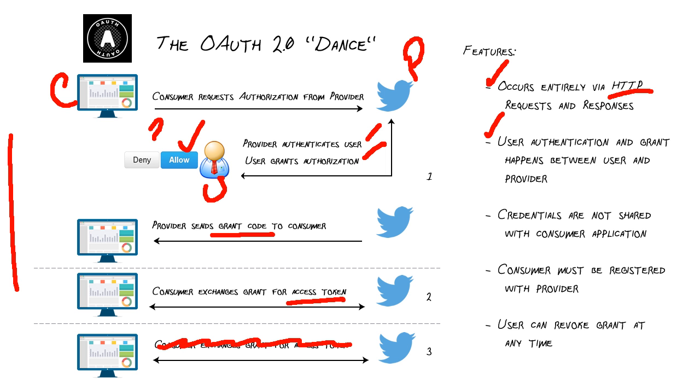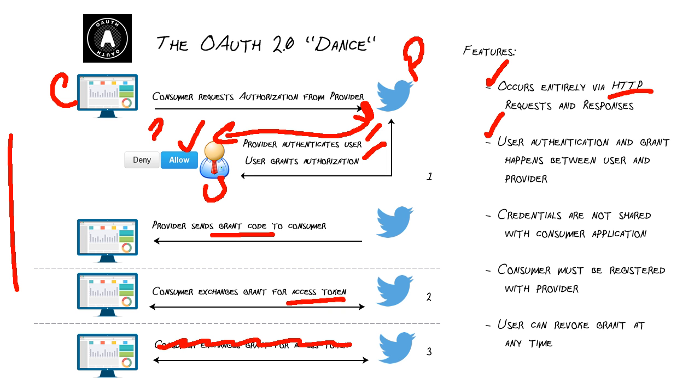Another great thing about this is that the user authentication and the grant happens between the user and the provider. Notice this step right here. It's happening between the user and the provider. That does not have to go through the back end or the server of the consumer application. That means the user is communicating directly with the provider. That's extra security. You reduce the risk of attack or malicious code getting in there.